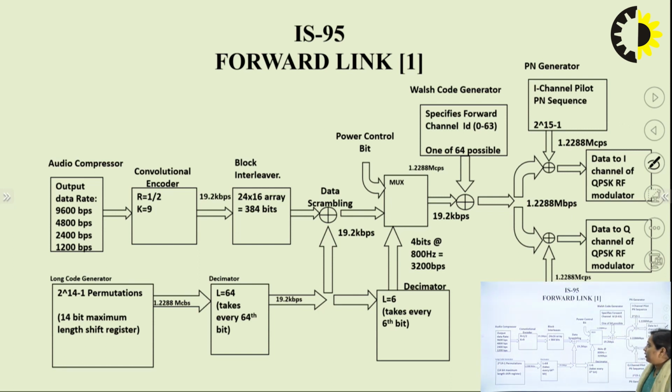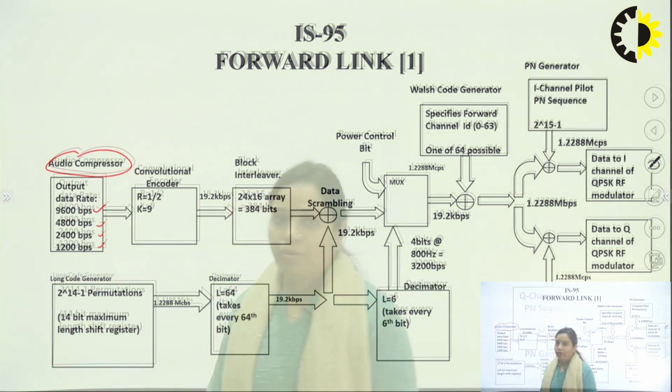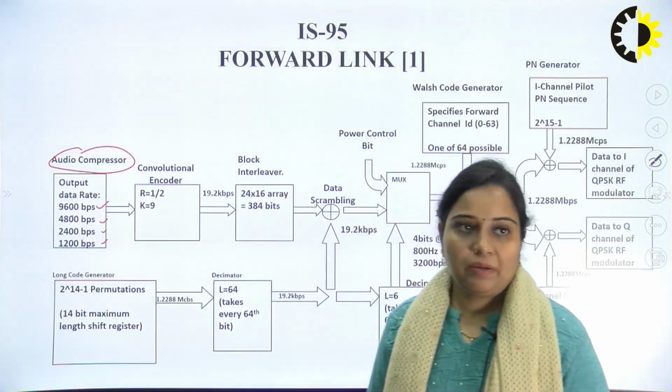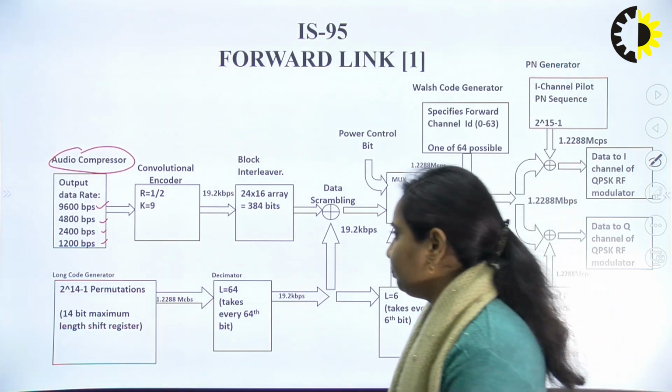Now this is the whole diagram of forward link connection, forward channel. Now you can see from this particular diagram, it has started from here. The first one is the output data rate. Now there are four different options of the output data rate, expressed in terms of bits per second. It can be 9600 bps, 4800 bits per second, then 2400 bits per second and 1200 bits per second. So this is the output of the audio compressor. So there are different types of data rates which are available.